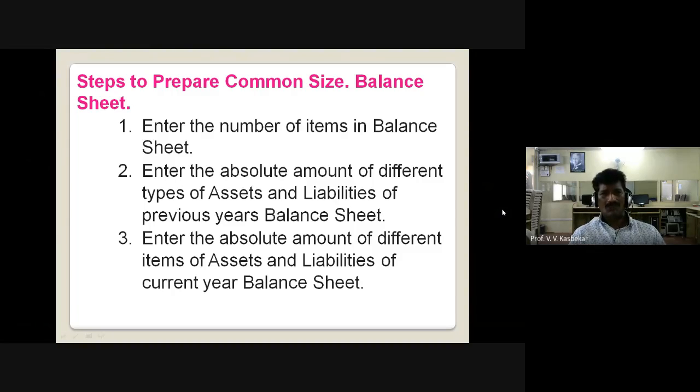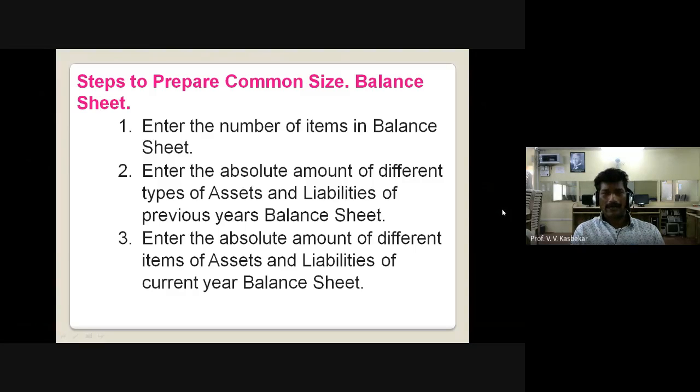Before preparation of common size statement or balance sheet, let us see some steps here. We are going to prepare some columns, and in those columns we are noting down the items. So let us see.